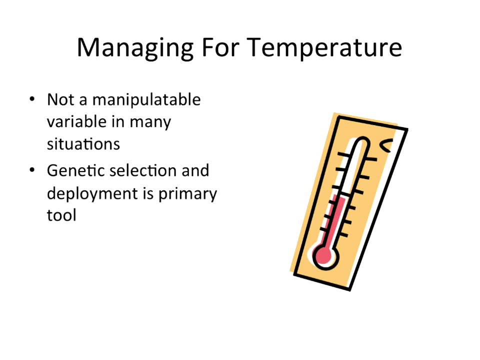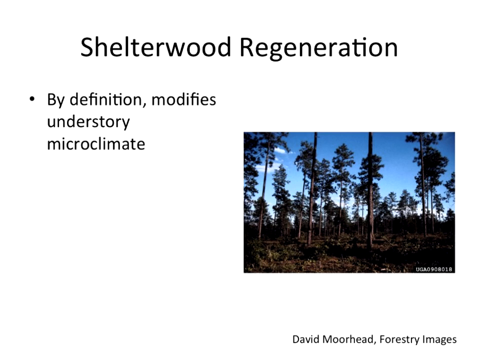I want to jump into some of the management implications of temperature and water. We'll start with temperature. There's basically not a lot we can do in terms of managing for temperature, because to a large extent, temperature on a particular site is not terribly manipulatable. In most situations, we can't manipulate temperature. So a lot of what we can do in terms of temperature has to do with how we select genetics and how we deploy it. That being said, probably the main way we can manipulate temperature is through how we manipulate the overstory.